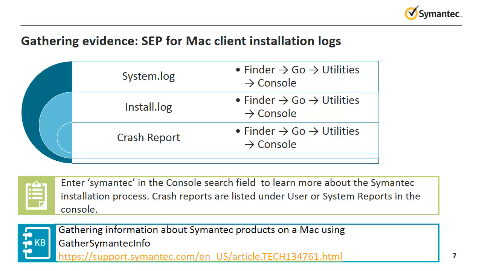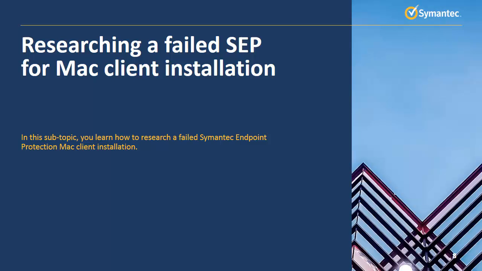During the Gather Evidence phase, you also collect installation logs. The Symantec Endpoint Protection for Mac client records events to the system.log and the install.log in the console. If the installation fails before creating any output, you may see a crash report listed in the console. Another approach is to run Gather Symantec Info to detect product issues. For more information on this topic, see the KB listed on the screen.